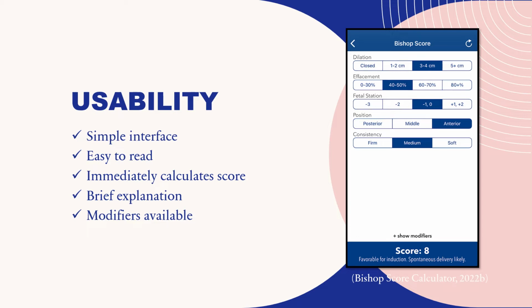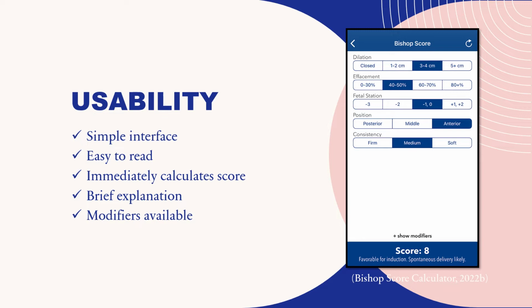And after the score is calculated at the bottom, as you can see in the image there, it states whether the cervix is favorable for induction or if a cervical ripening agent would be needed. It also states whether spontaneous vaginal delivery is likely or unlikely based off of the assessment findings.